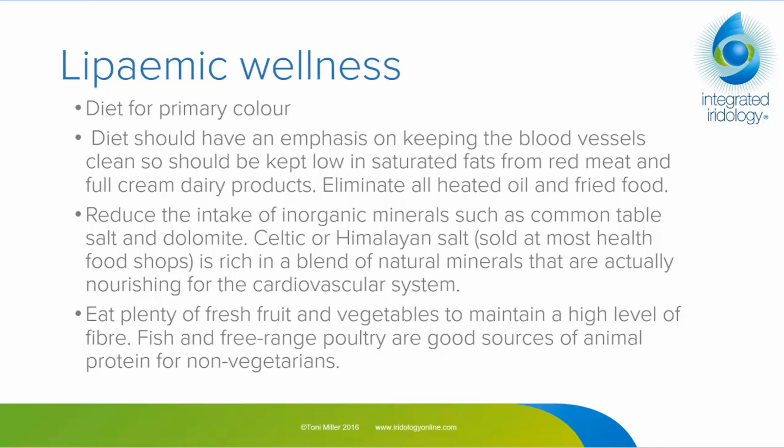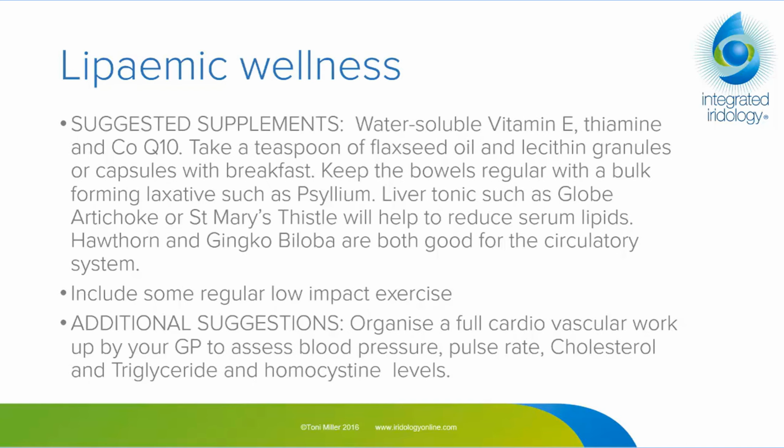We're going to recommend that they reduce the intake of inorganic minerals such as common table salt and dolomite, which is just chalk. There's no nutrition in dolomite. It's good for plants. Celtic or Himalayan salt is rich in a blend of natural minerals that are actually nourishing for the cardiovascular system. We want to encourage them to eat plenty of fresh fruit and vegetables to maintain a high level of fibre. Small white fish and free-range poultry are good sources of animal protein for non-vegetarians.